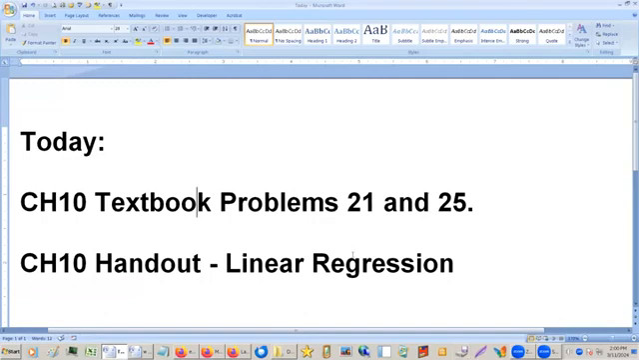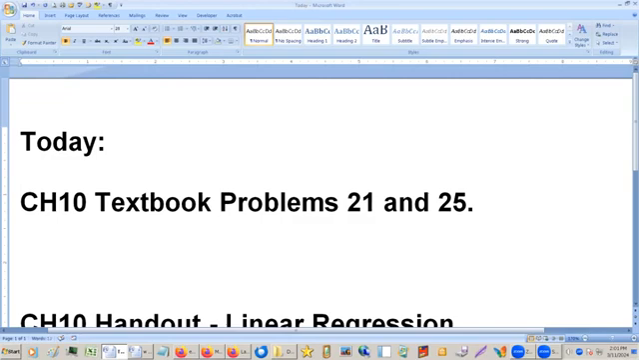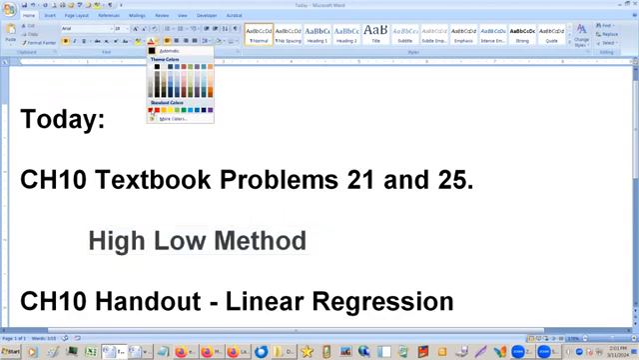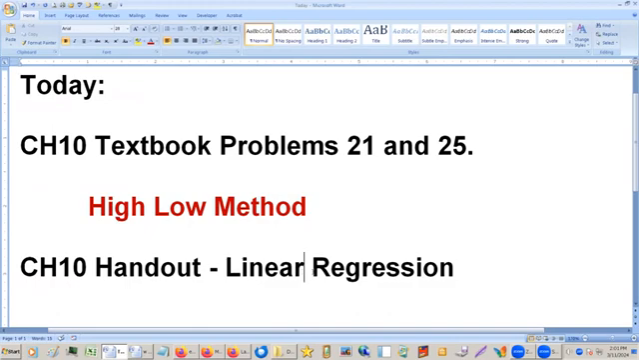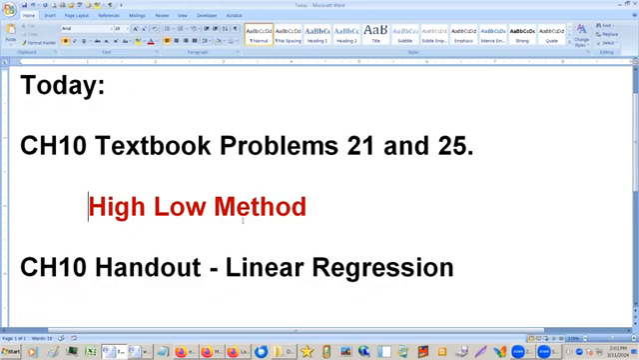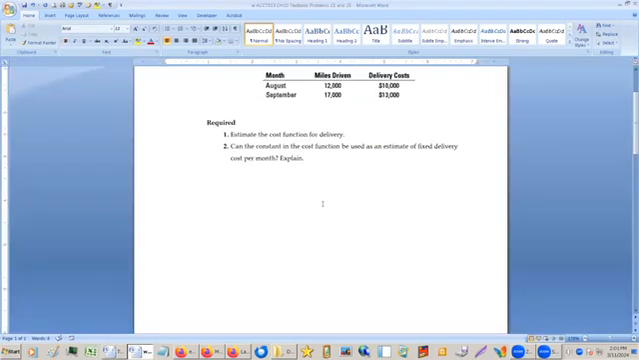We're going to do a couple textbook problems, 21, 25, and we're going to use the high-low method for this. It'll be a little bit of a review from last time, 2 weeks ago. And then we're going to go in the handout and do a linear regression. Okay, so high-low method. Let's go to the problems.